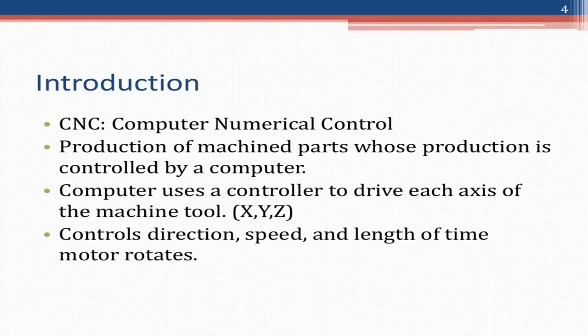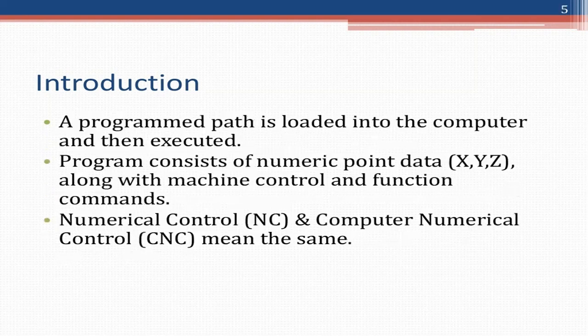And this controls direction, speed, and the length of time the motor rotates. In this CNC, the direction will be controlled, the speed will be controlled, and the length of time the motor rotates will be controlled. The next point is that the programmed path is loaded into the computer and then executed. We will design a program with G code and M code for the operation. It will be loaded into the CNC, the computer numerical controller. Then it will be executed as a product.